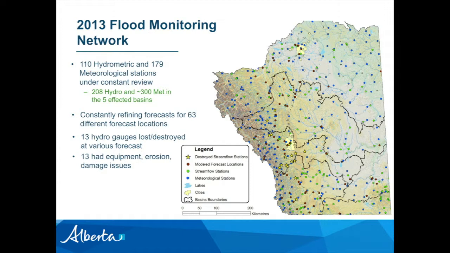The problem being, again, I've talked a little bit about that and the loss of the gauges. So 13 were completely destroyed, 13 had erosion or other technical issues. So when 23 or almost half of the stations you're trying to forecast at have no check data at them, it makes it a little bit more difficult to try and forecast flows for downstream.